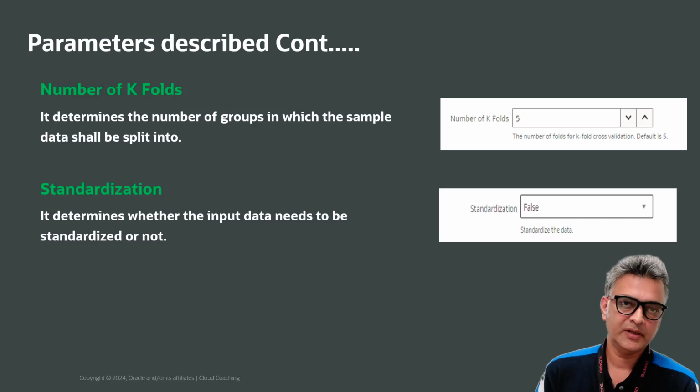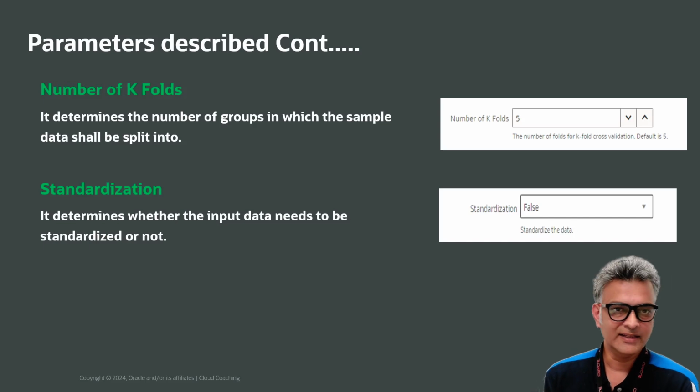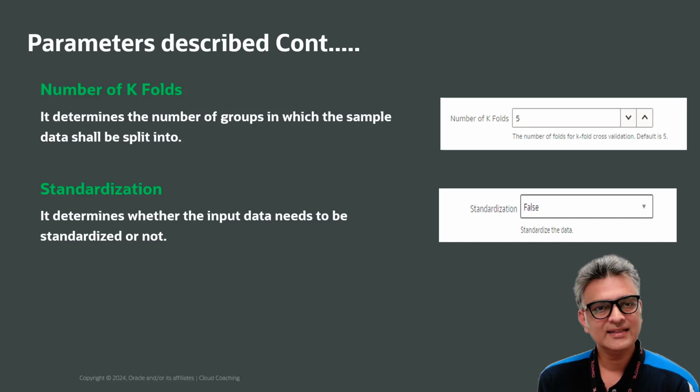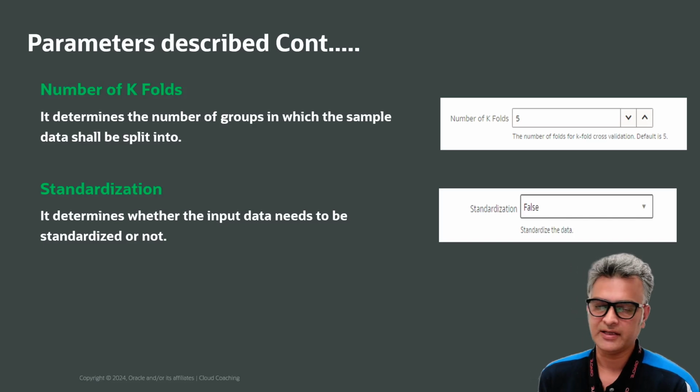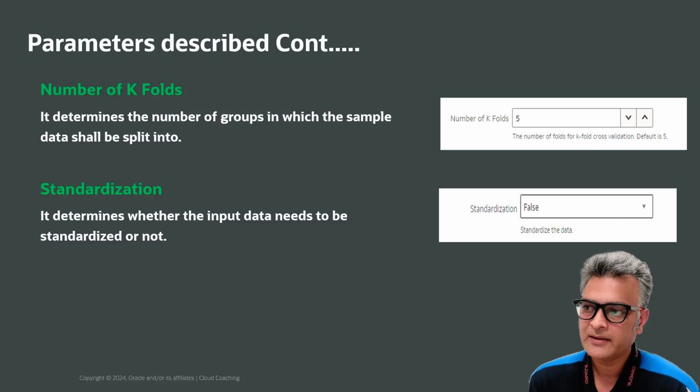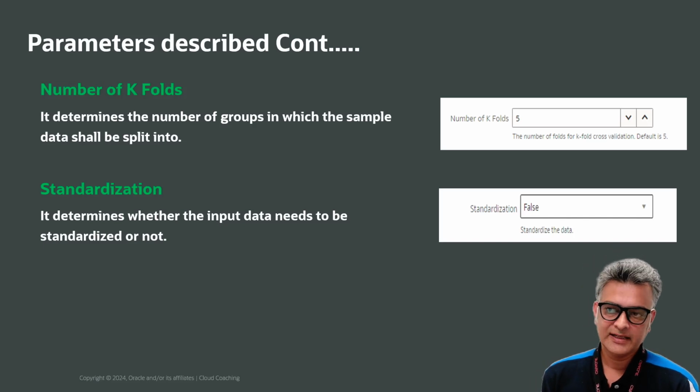Now, one thing we need to keep in mind is keeping a value too low or too high makes it ineffective. The suggested or recommended range is any value between 5 and 10. So the default value is set as 5 for this parameter. And the final parameter is what we call standardization. So this parameter determines whether the input data needs to be standardized or not.